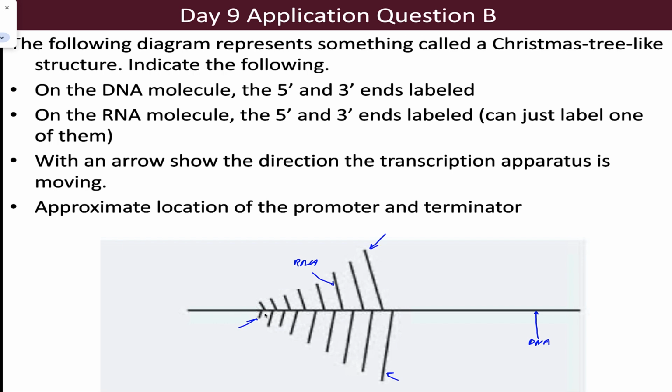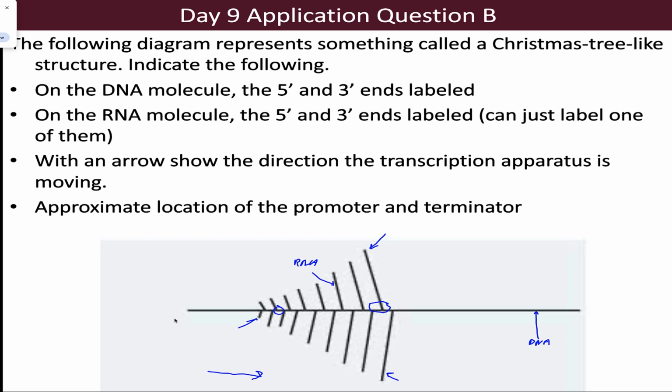Since we know multiple RNA polymerases are moving along the gene, we can assume that these longer RNA molecules coming off the DNA have been transcribed for a longer period of time, indicating that the transcription apparatus is moving in this direction, from left to right, because the RNA polymerase that's here has been transcribing the gene much longer, and that's why the RNA is longer. The RNA polymerase here has been transcribing the genes for a shorter period of time, and that's why the RNA molecules are shorter. So let's label the ends now.